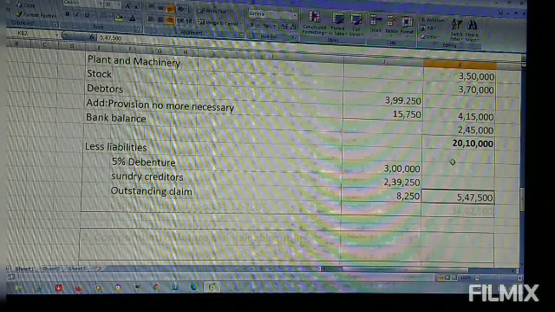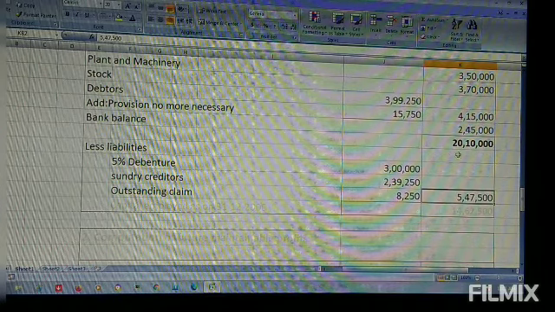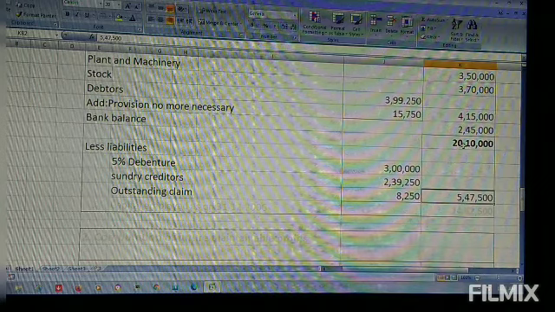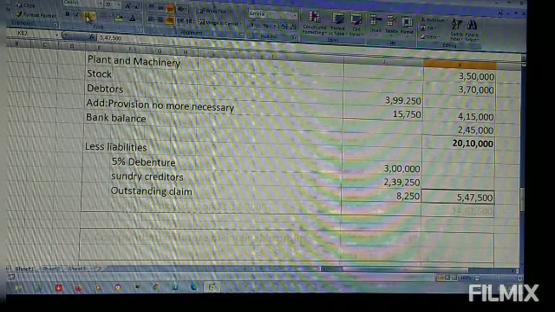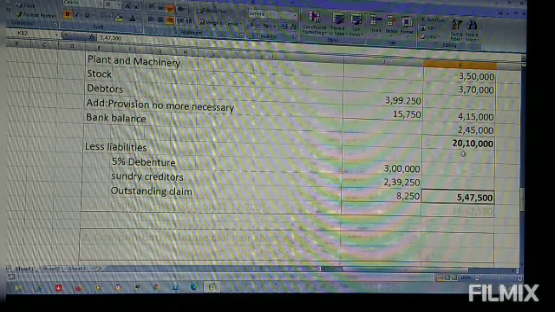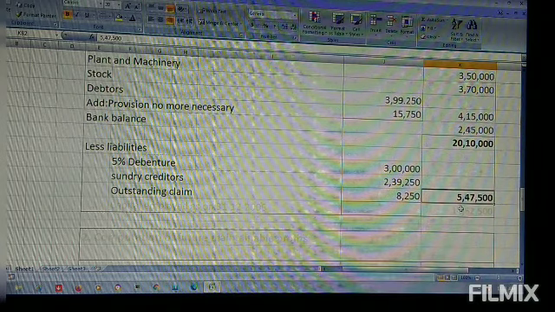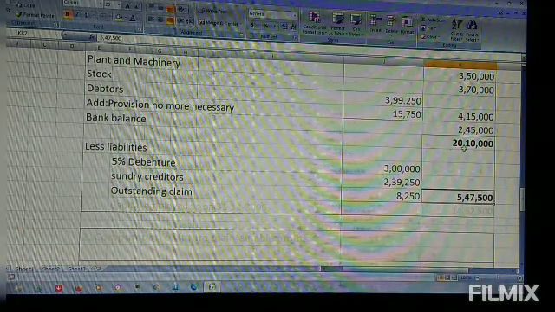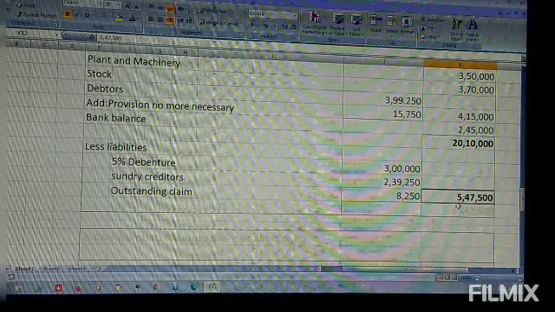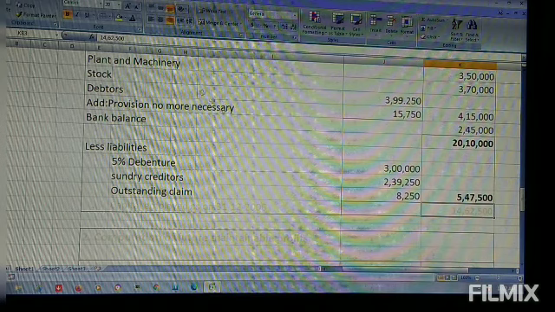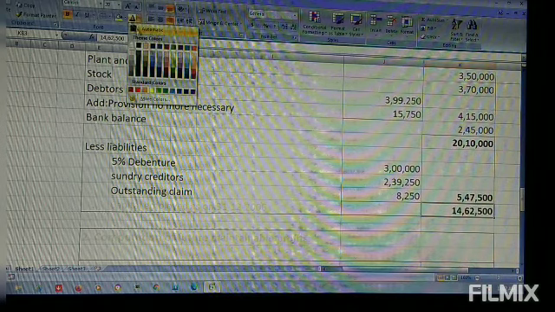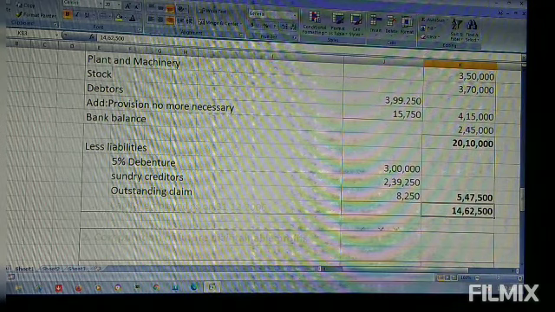Then you have to find the difference between the total net assets and the liabilities. Total assets here are 20 lakh 10,000 minus 5 lakh 47,500. So what difference will you get? You will get 14 lakh 62,500.